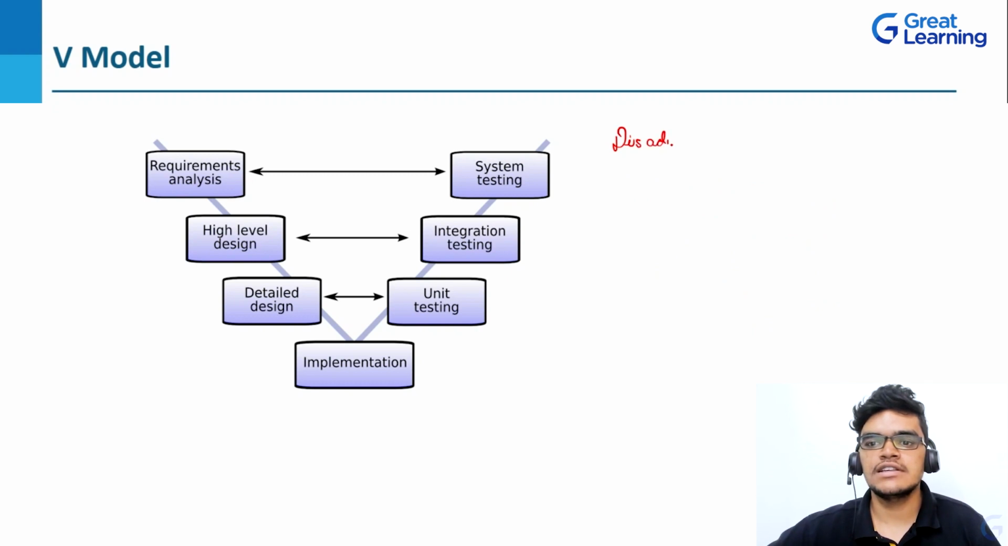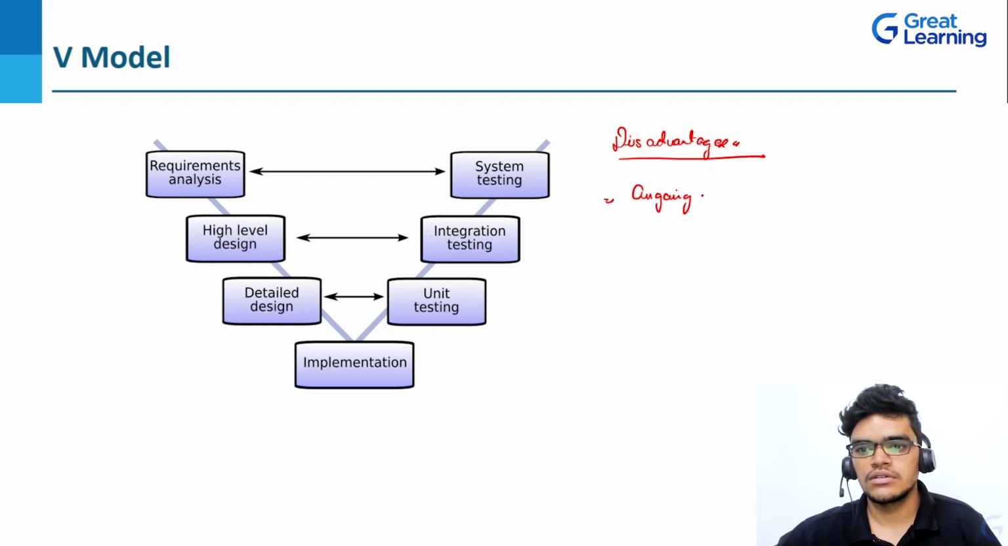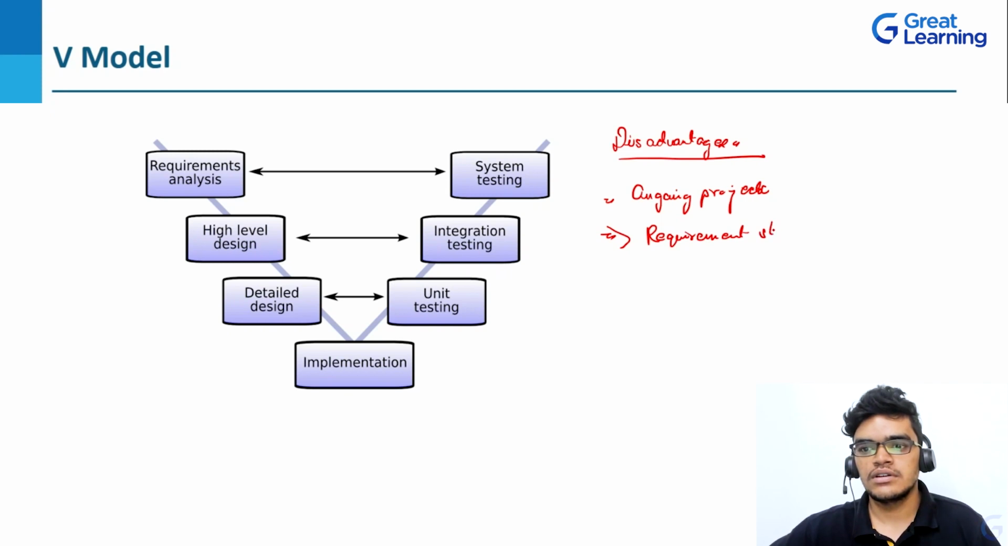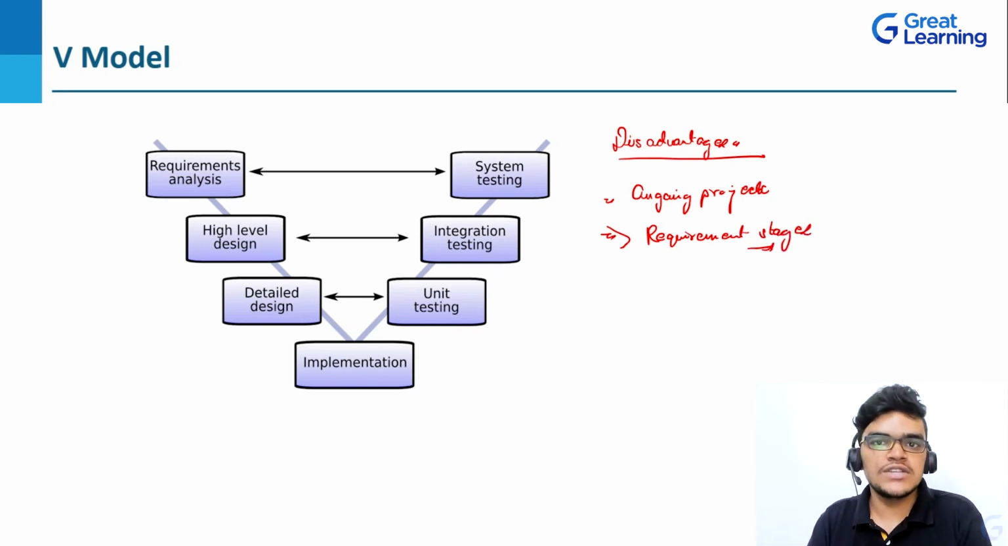Now let's see the disadvantages of the V model. This model is not good for ongoing projects. Coming to the second point, if the requirements are changed at a later stage, then this model is not suitable, because once the requirement is changed at a later stage, the cost will be too high, right?